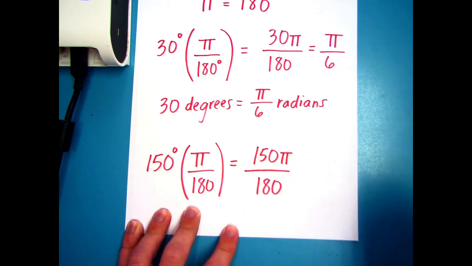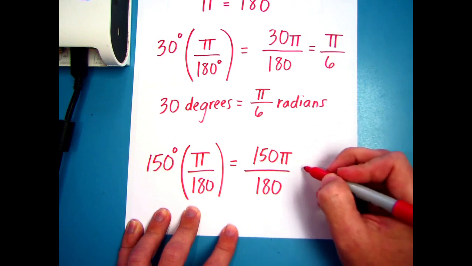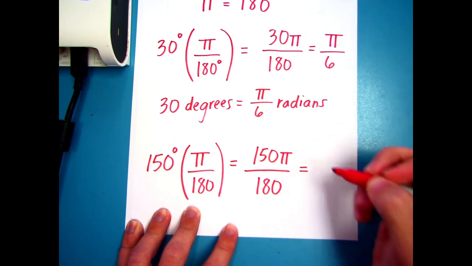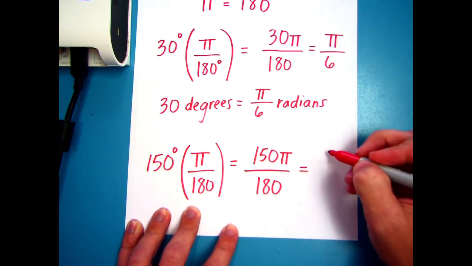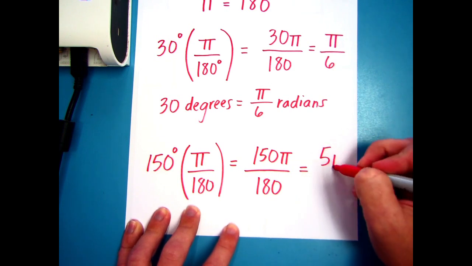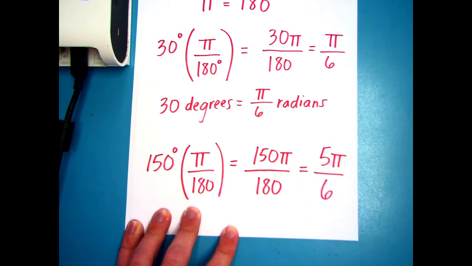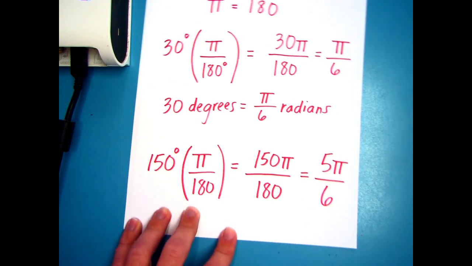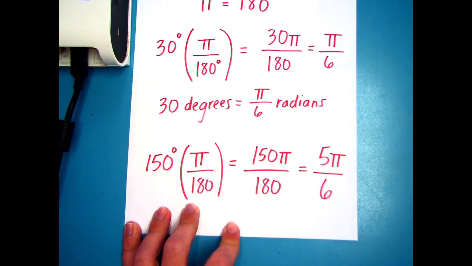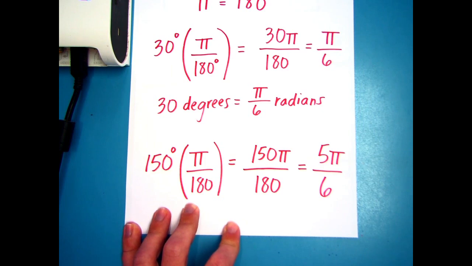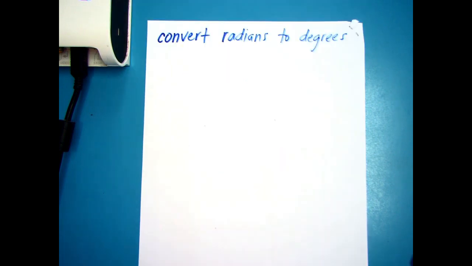I cross multiply, I get 150 pi over 180. 150 over 180 reduces to 5 over 6. So my answer is 5 pi over 6 radians. That is equivalent to 150 degrees.